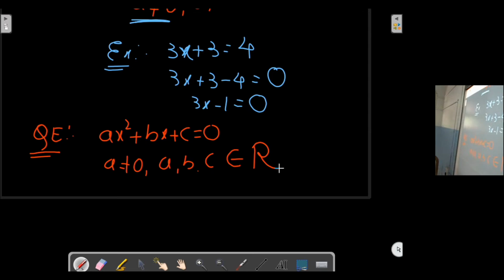Why is a not equal to 0? If a is equal to 0, what will it become? A linear equation. So we need the degree of the polynomial to be 2. Therefore it is a quadratic equation. For example, 5x² + 6x + 1 = 0. Is this a quadratic equation or not?